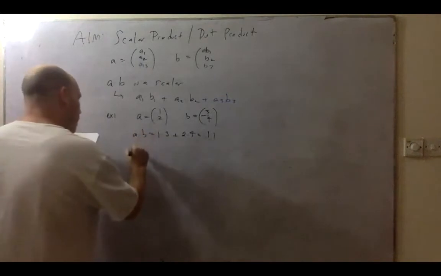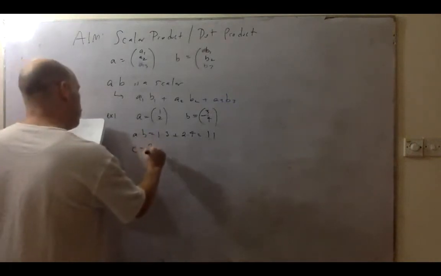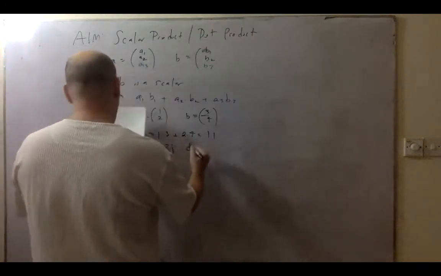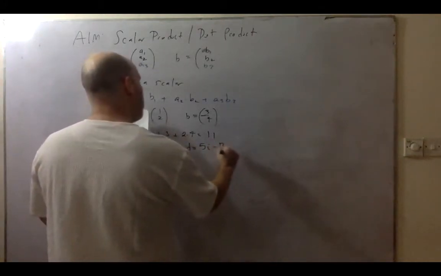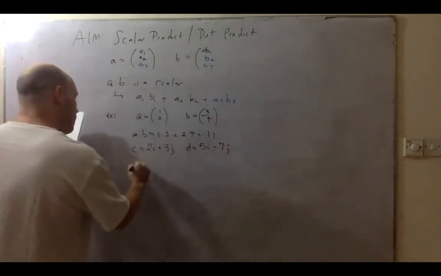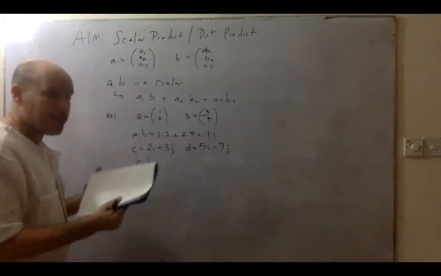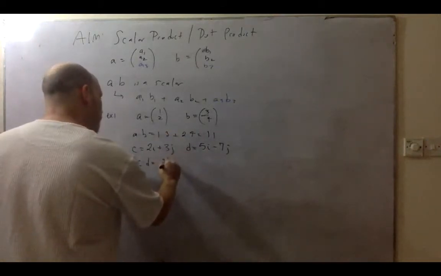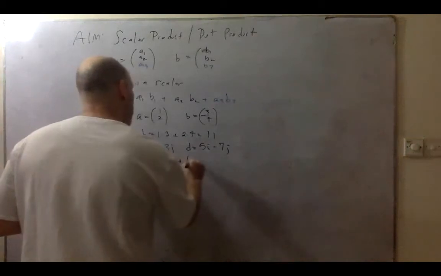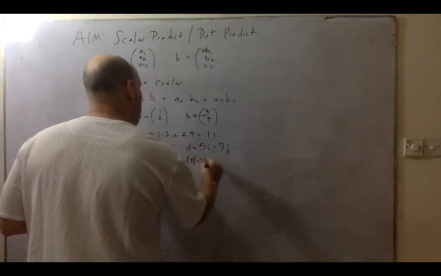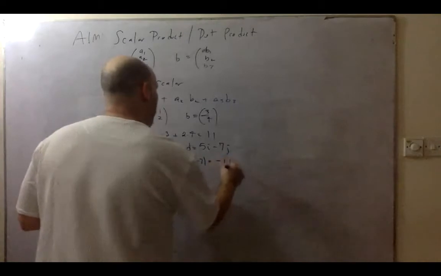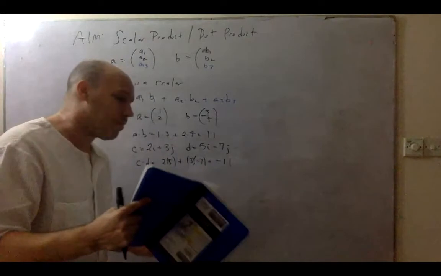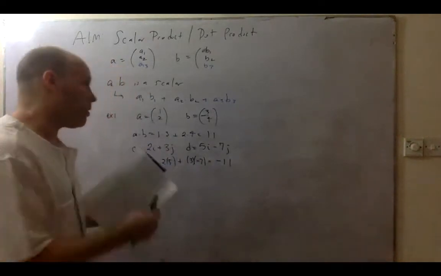How about we let C be 2i plus 3j, and we'll let D equal 5i minus 7j. So the dot product, the scalar product, is a number, and it's clearly 2 times 5 plus 3 times negative 7, and that gives us negative 11. Once again, it means something.